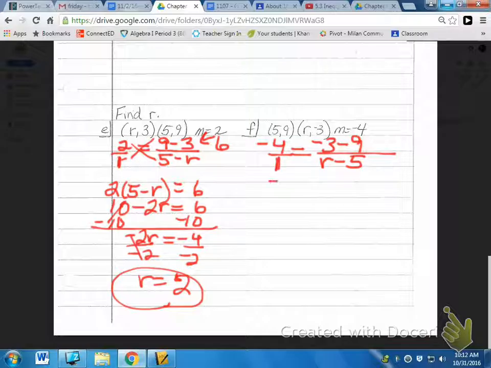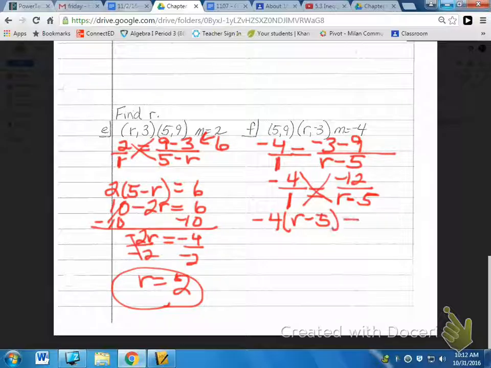Now, just for the sake of making this a little more clear, what's negative 3 minus 9? Negative 12, right, over r minus 5. Now, let's cross, okay? Ben, did you see where I got negative 12? Yeah. Okay, so I'm going to take negative 4 times the quantity r minus 5, and on the other side, I'm going to take 1 times negative 12. Does that help you a little bit better? Instead of just writing it.